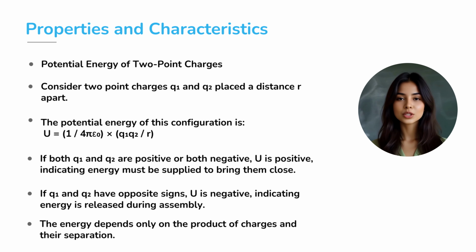If Q1 and Q2 are both positive or both negative, the product is positive, so U is positive. That means you're storing energy while assembling. But if one is positive and the other negative, the energy becomes negative. That's nature helping you. Energy is being released as they pull each other closer. It's like lowering a weight. Gravitational energy becomes negative as it moves toward Earth. Similarly, electric potential energy reduces when opposite charges come closer.